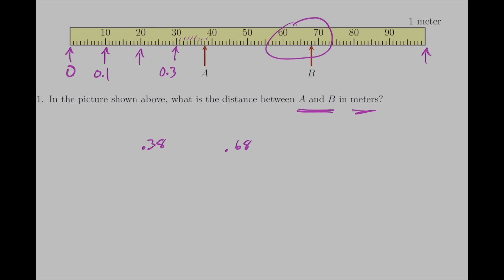So a lot of times when we're working in physics, sometimes we definitely put the units in, and I probably should, right? 0.38 meters and 0.68 meters. But a lot of times when we're doing calculations and we know what's going on, we just leave the units until the end. So in this case, we're going to have 0.68 meters minus 0.38 meters, which is going to be equal to 0.30 meters. Okay, so the distance between A and B is essentially 0.3 meters or 30 centimeters.